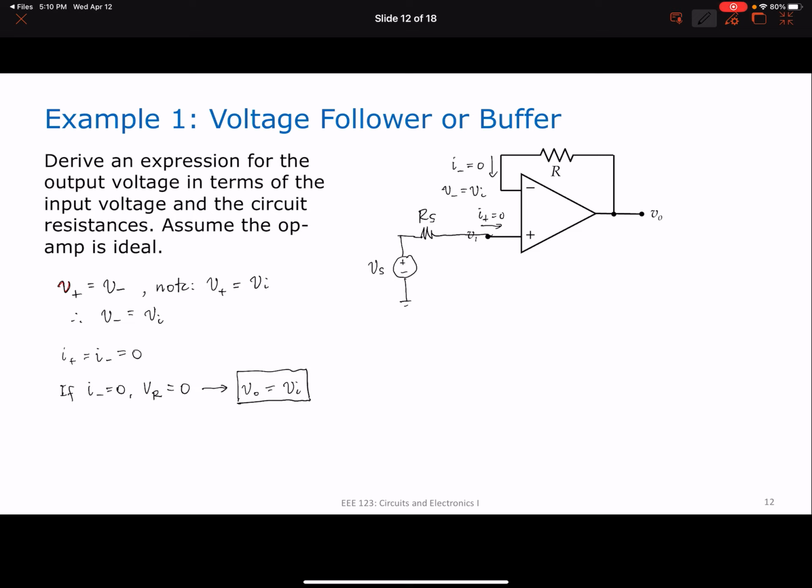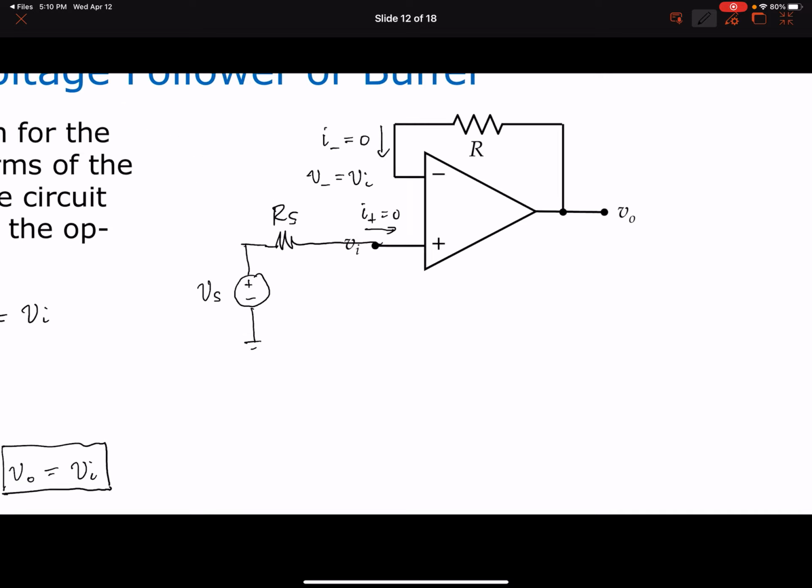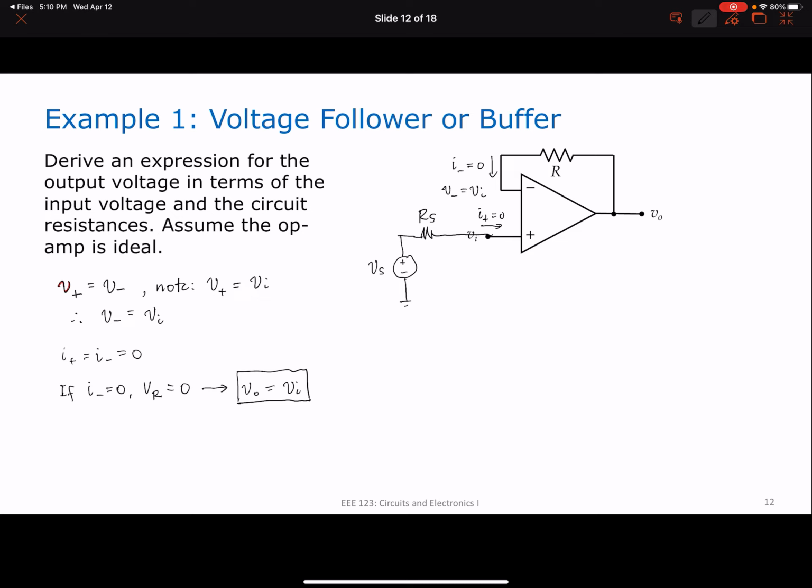Therefore, there will be no voltage drop across R of S. This is my source resistance. And you get the full value of V of S applied at your non-inverting terminal. Therefore, this voltage V plus, which is equal to V of I, will be equal to V of S. I will have no voltage drop here, because this I plus is equal to 0.